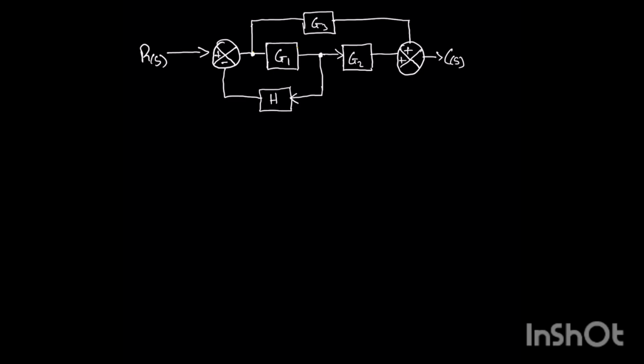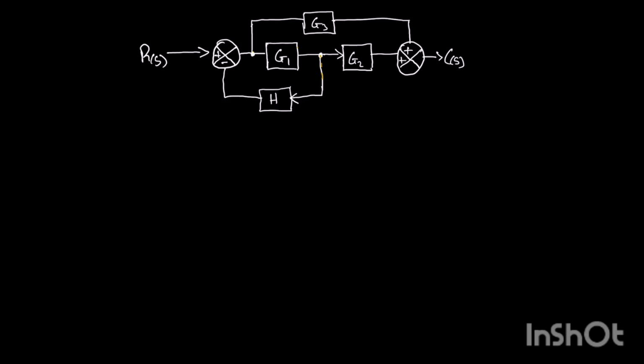But looking at this block now, you can see we have G1 and G2. They are on the same lane. You cannot say let's combine these two blocks in series. You can't do that. The reason is because there is a disturbance over here that is hindering this G1 and G2 to come together.